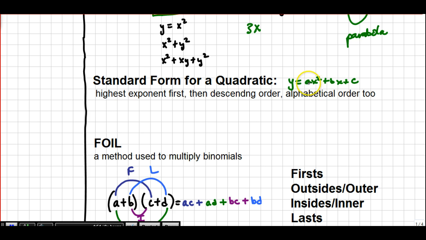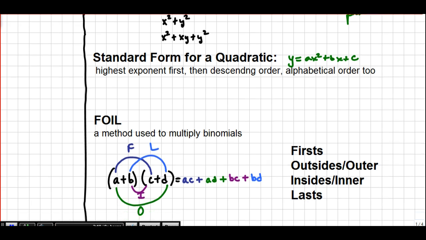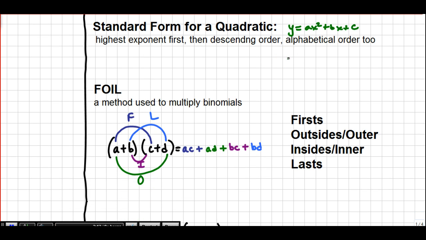Be careful too that when you do standard form, you always want to make sure to put the highest exponent first, then any other plain variables, and then any plain numbers at the very end. When you're dealing with multiple letters in your expression, make sure you put them in alphabetical order as well. We're going to talk more about standard form later on and throughout the chapter.